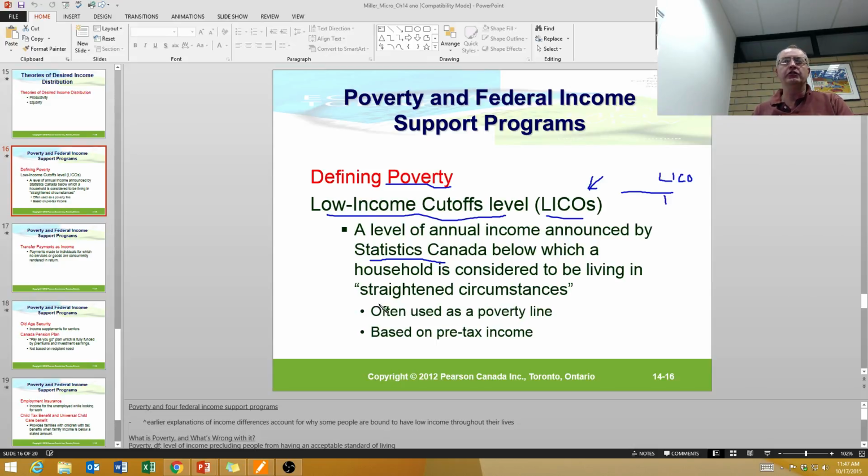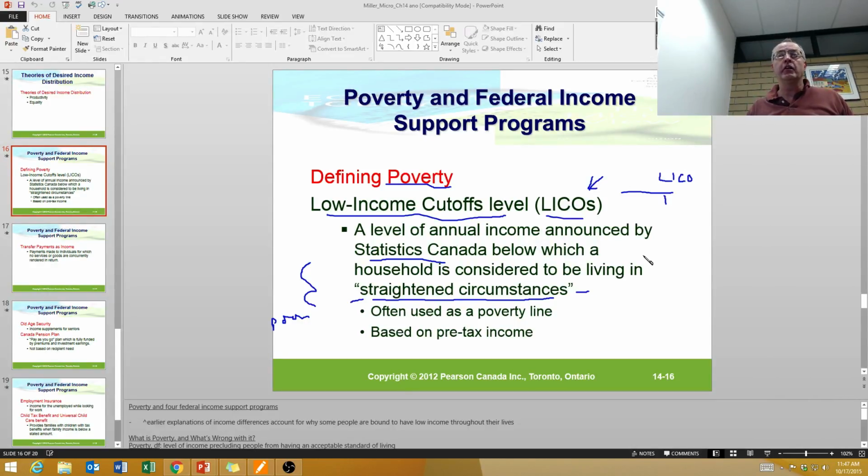What they say is you live in quote unquote straitened circumstances. Straitened doesn't mean not crooked. It means poor. So straitened circumstances is just a fancy euphemism for being poor.